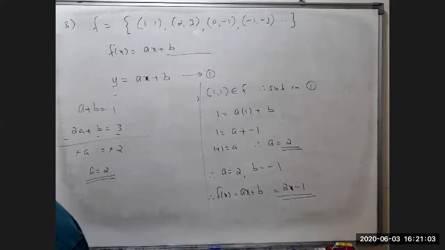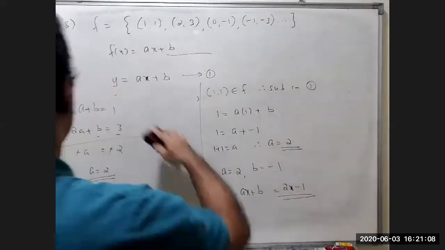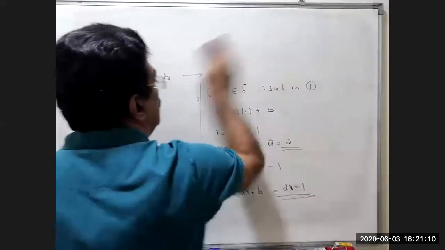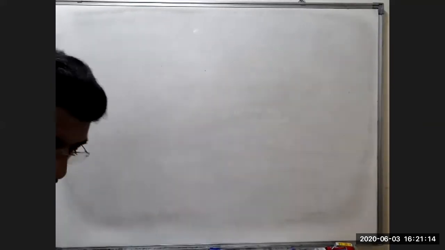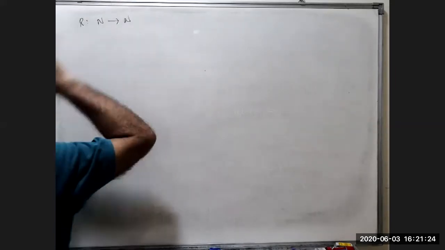So question number 7 and 8, these are seen questions. They are good questions. Now carry on. Question number 9. R is a relation from M to N.